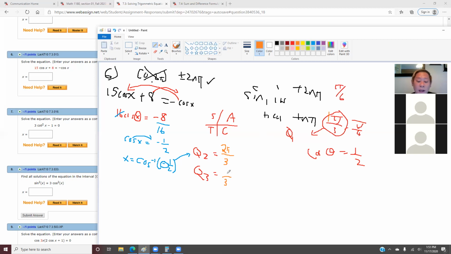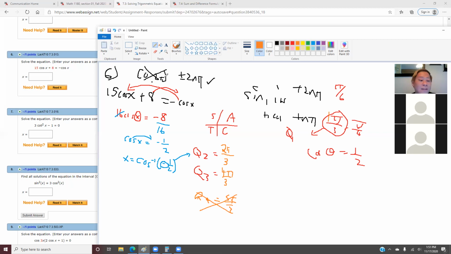This cannot be 3 because 3 and 3 can be reduced. So this will be 4 pi over 3, that's in quadrant 3. And if I want it to be quadrant 4, you want to take a guess what that is? 5. Yes. But we don't talk about this. So this is your answer.